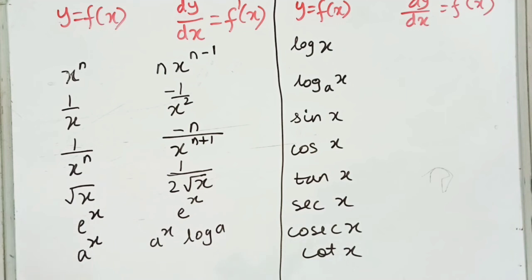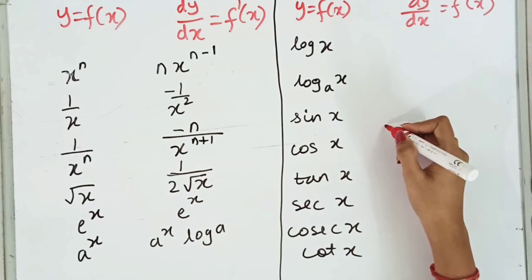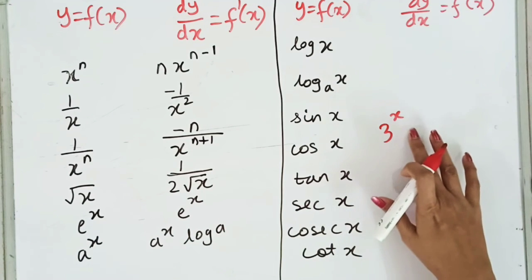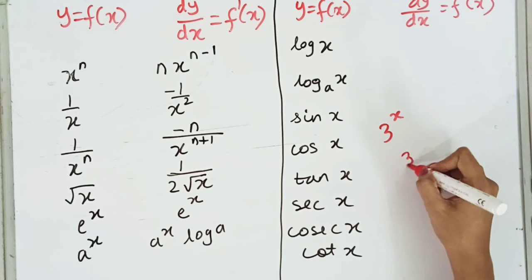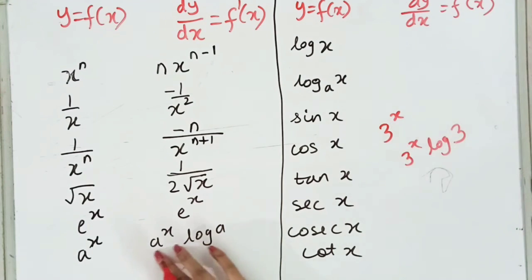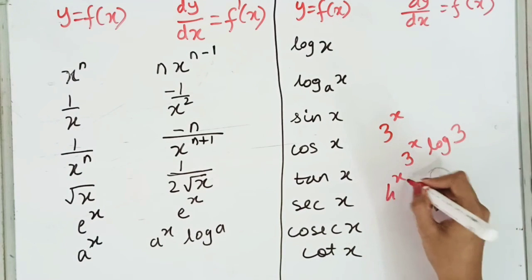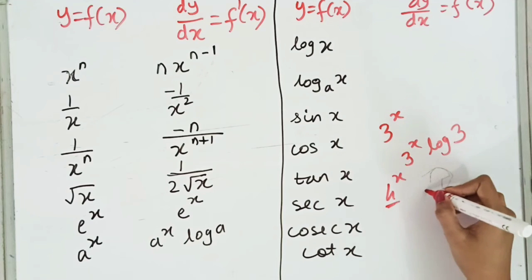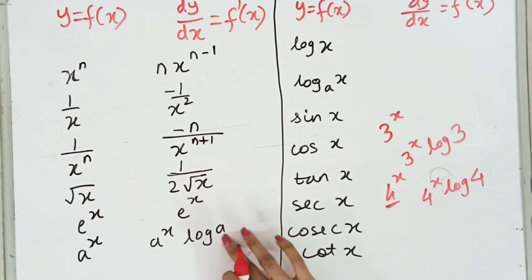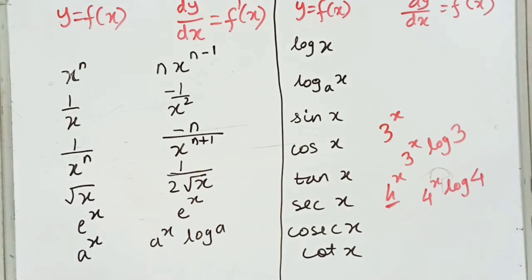Suppose we are given 3 raised to x. We have to find the derivative of 3 raised to x. So it will be 3 raised to x log 3, because a is 3. If it is given 4 raised to x, a over here is 4, so it will be 4 raised to x log 4.